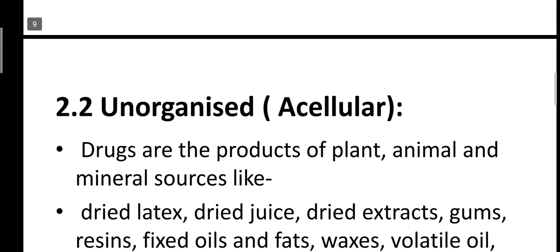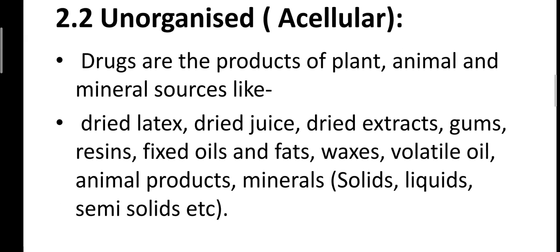Second, unorganized means acellular. These drugs are the products of plant, animal, and mineral sources like dried latex, dried juice, dried extracts, gums, resins, fixed oils and fats, waxes, volatile oil, animal products, minerals, solids, liquids, semi-solids, etc. That means these drugs are the extracts, like extract juices.